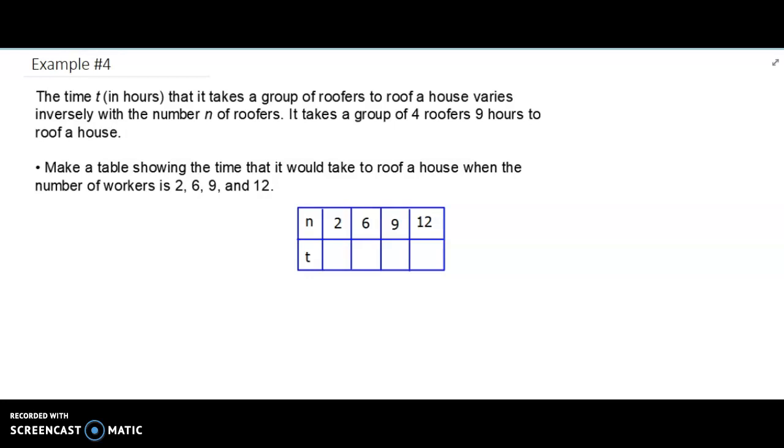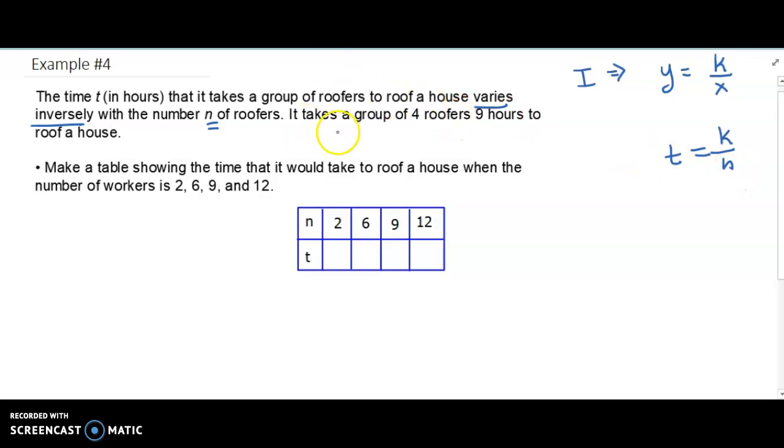All right, so if I look at example 4 here, the time t in hours that it takes a group of roofers to roof a house varies inversely with the number n of roofers. So varies inversely, that tells me that I'm going to have something of the effect of y equals some constant k over x. Now notice here, our x is replaced with n, the number of roofers, and the hours or time, I'm going to write t. So t equals k over n.